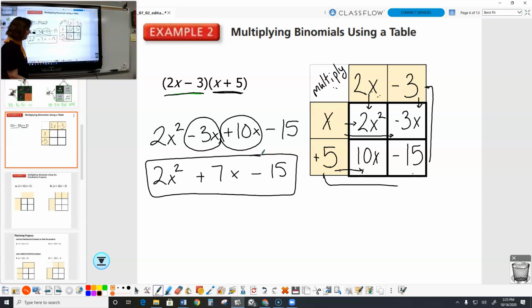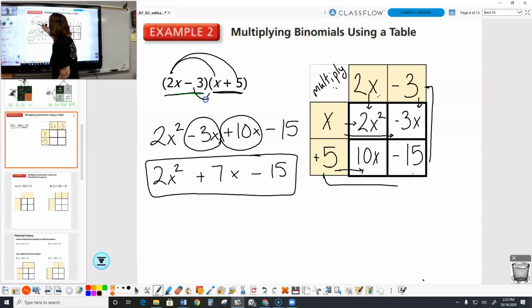Okay? Now, could we have just done the distributive property with that? Could we have just gone like this and gone like that? Yes, we could. But some of us are going to like this box better, and I want you to try a few with the box because later this is going to be really helpful to us.